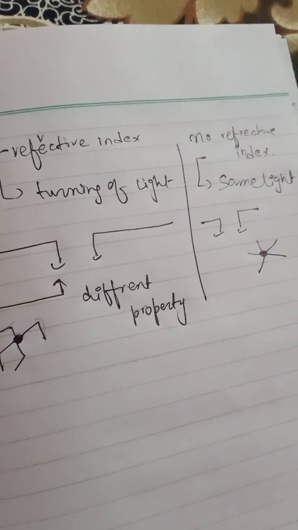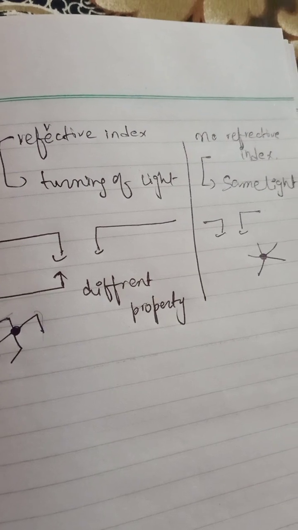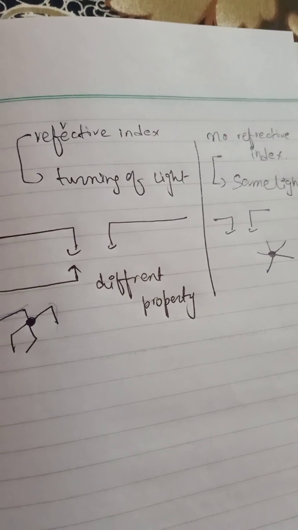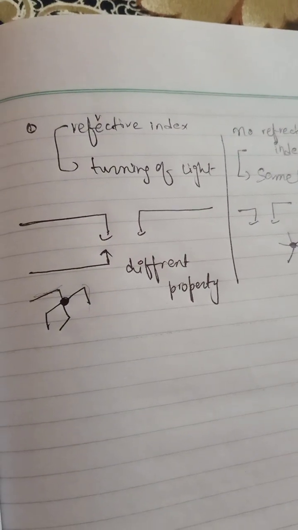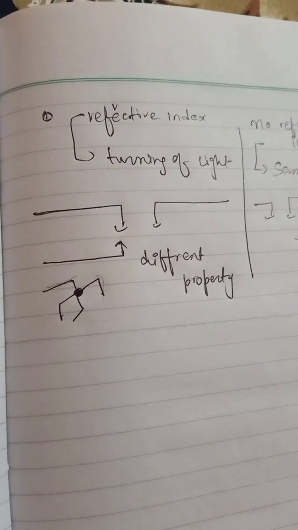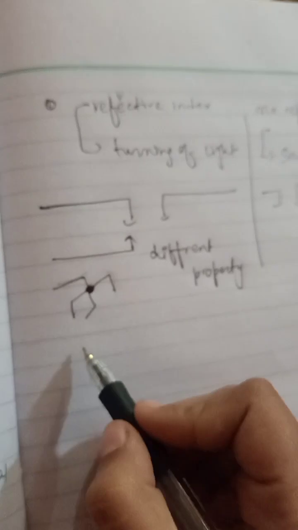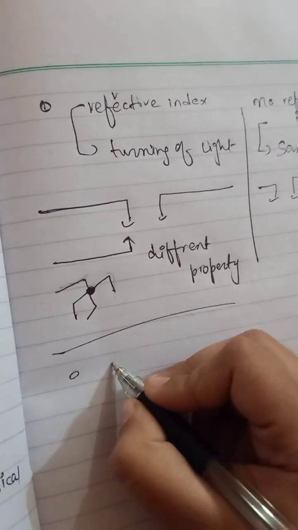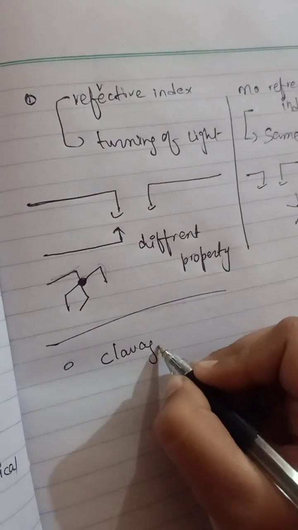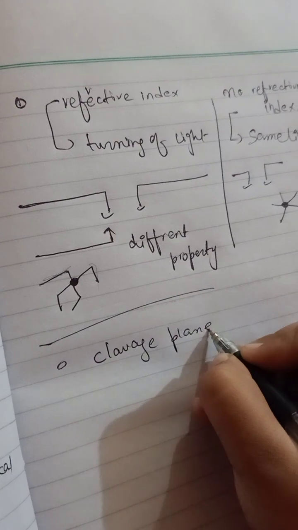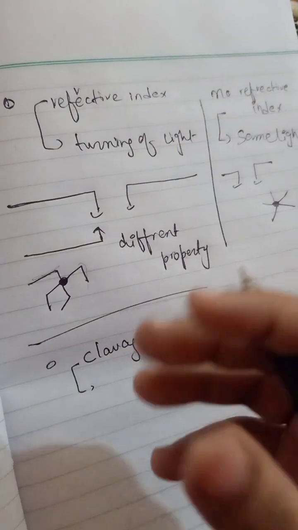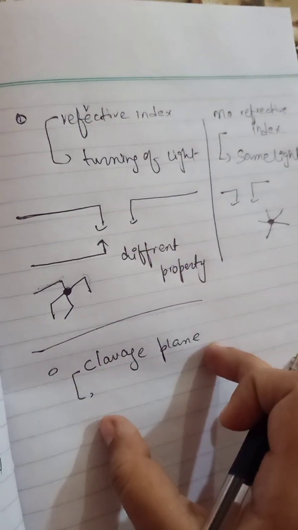If we talk about the next property, that is the cleavage plane. What does it mean? Let me give you an overview of the cleavage plane. It means that the larger particle is converted into smaller particles but with a fixed shape.